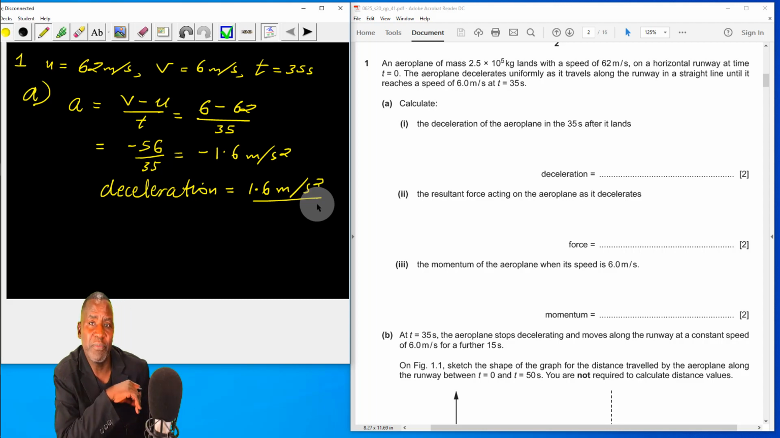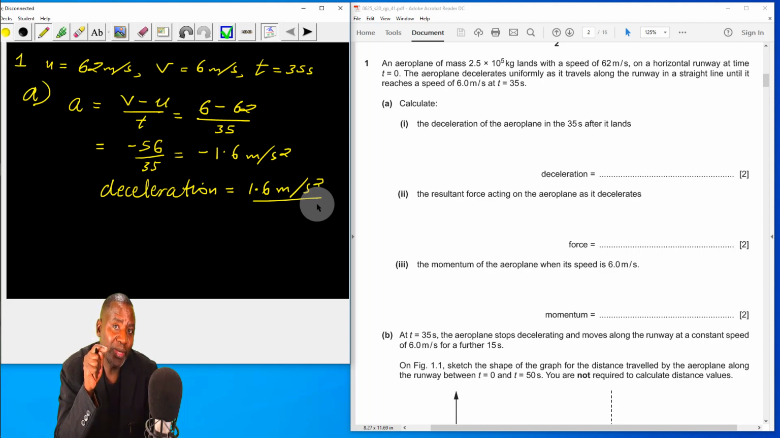So what do we learn from this question? We learn how to identify the various physical quantities as far as linear motion is concerned. The velocity the object has when we start timing is referred to as the initial velocity. The velocity the object has after a particular interval of time is referred to as the final velocity, v. And by the way, the symbols are u and v for initial velocity and final velocity.